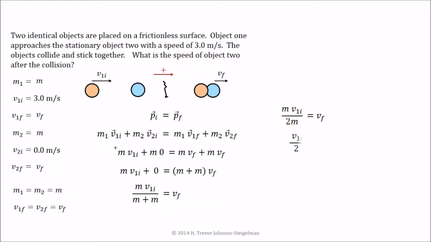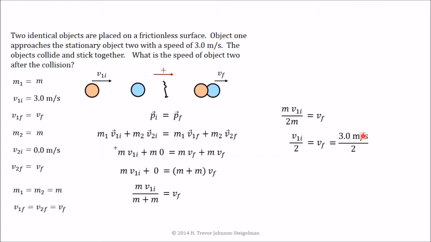The m's cancel out, so I'm left with v final is v1 initial divided by 2. In this spot, I'm going to put in the 3 meters per second. I took care of the directions back here by giving this a positive and giving this no sign at all. So now I'm ready to plug in my numbers. I've got 3 meters per second divided by 2.